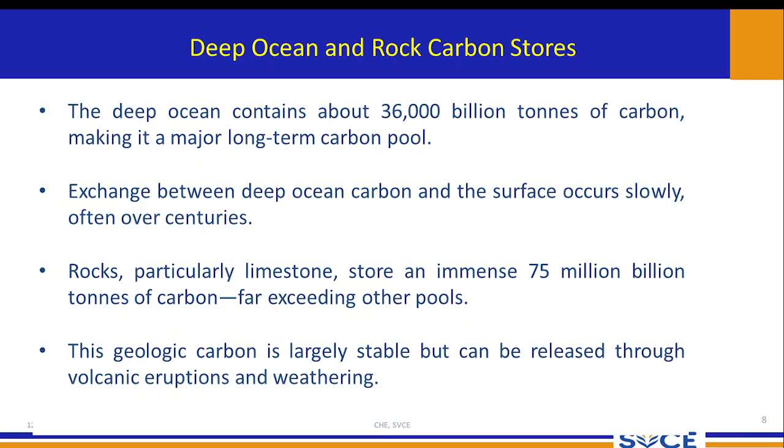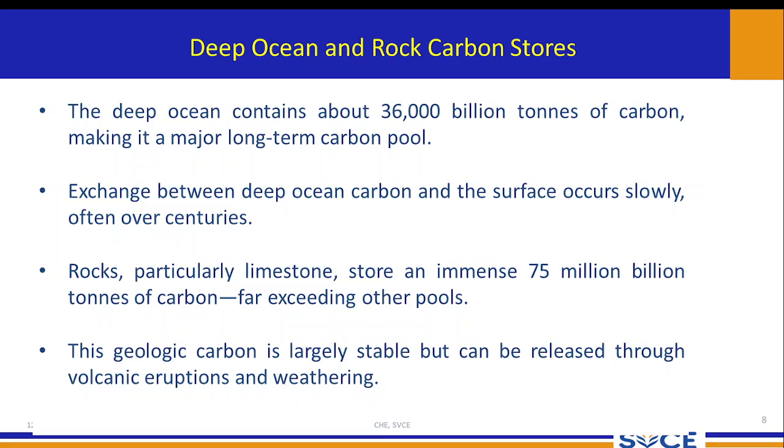Exchange between the deep ocean carbon and the surface occurs slowly, often over centuries. There is a difference in the amount of carbon present in the surface water and the deep ocean, so obviously the transfer will take place, but very slowly, often over centuries. Rocks, particularly limestone, store an immense 75 million billion tons of carbon, far exceeding other pools. So it's not only billion tons, it's million billion tons of carbon.